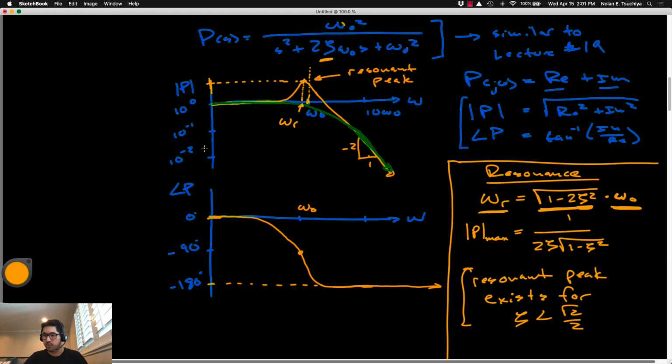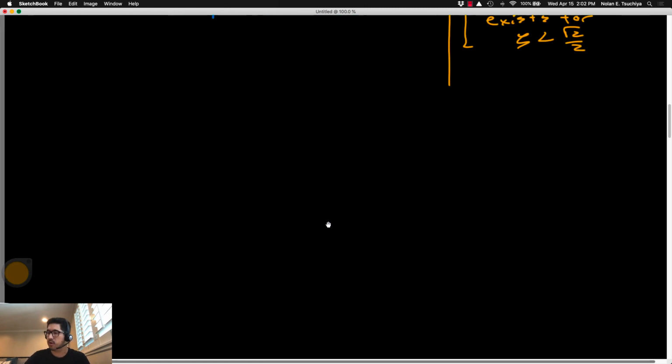Okay, so this is your typical second order system. But there are two versions of this, just like there were with first order. Right? So another version of a second order transfer function is, again, the inverse of that.